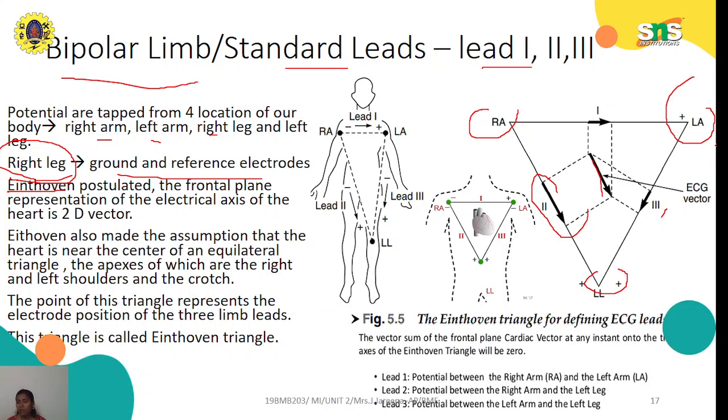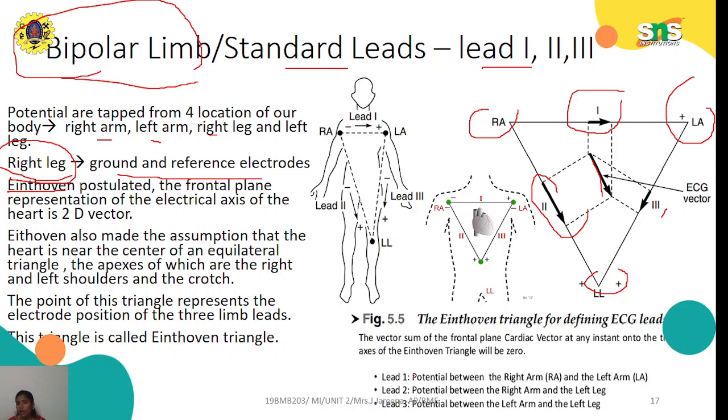And the right arm and left arm, if you are focusing, since it is a bipolar limb lead, you need two active electrodes. If you are placing two active electrodes on the right arm and left arm, and one reference electrode on the right leg, then it is going to be lead 1. If you are placing one active electrode on the right arm and another on the left leg, and you are placing the ground on the right leg, then it is going to be the lead 2 type. Again, lead 3 is going to be the left arm and left leg. You are going to place the active electrodes, and the right leg is going to be the reference electrode. Then this type is going to be lead 3.